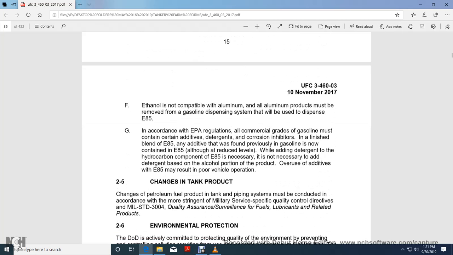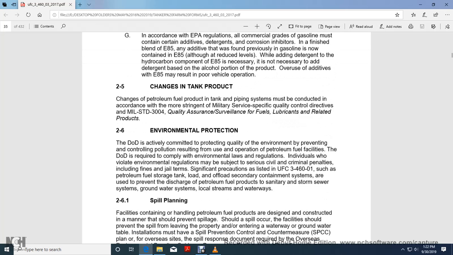Ethanol must be compatible with aluminum, and aluminum products must be removed from the gasoline dispensing system that will also dispense E85. According to Environmental Protection Agency regulations, all commercial grades of gasoline contain certain additives, detergents and corrosion inhibitors, and these are in the blend of the E85. Gasoline is known as the E85 hydrocarbon component, although reduced levels of added detergent are necessary. It is not necessary to add detergent for the alcohol portion of the product. Use of additives in ethanol 85 may otherwise result in poor vehicle operation.